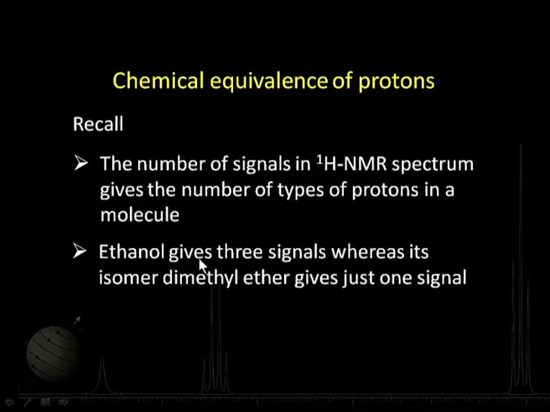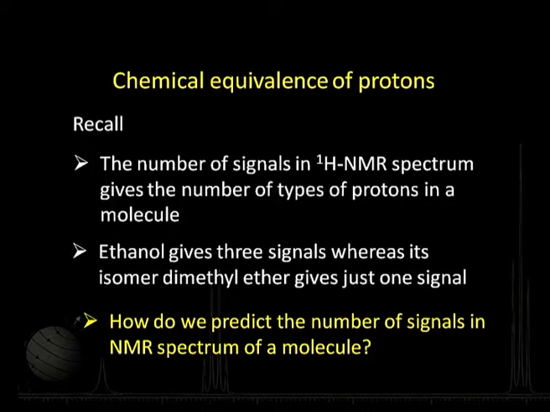Let us take an example. We have seen the spectrum earlier, that of ethanol. Ethanol gives us 3 signals: one for the methyl protons, one for the methylene protons, and one for the hydroxyl or OH proton. If I take an isomer of that, dimethyl ether, it gives only one signal because all the 6 protons are identical; they are equivalent to each other. So, that is the meaning of equivalence. We will talk more about it as we proceed.